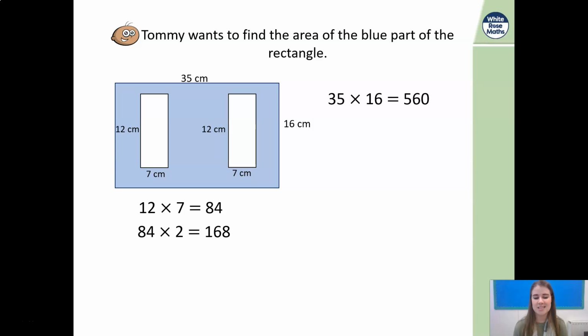So all I need to do now is take that away from my original area, and that's going to tell me what that blue shape is without those white squares in. So I can do 560 take away 168, which gives me 392. Now remember, because we're looking at area, it has to be centimetres squared. You need to sometimes think that there are different steps in those questions, because we had to do 3 different things there: working out the area to start off with, then working out the area of the 2 rectangles in between, and then doing our takeaway sum. So there were 3 steps to that problem.